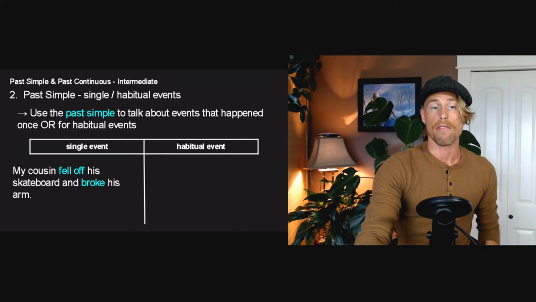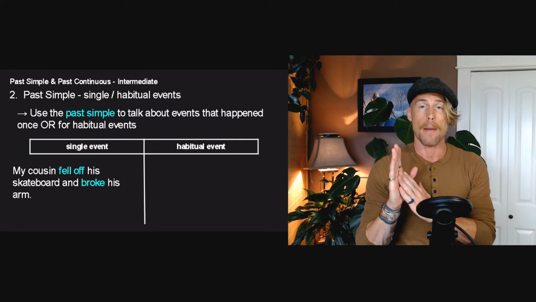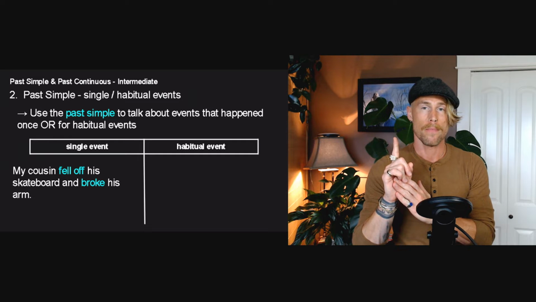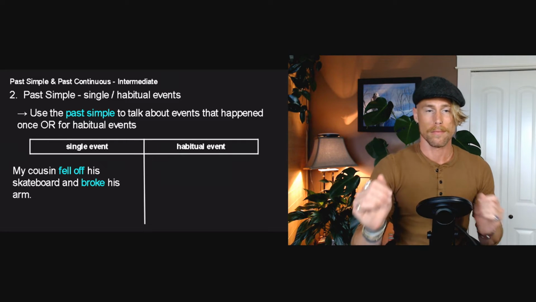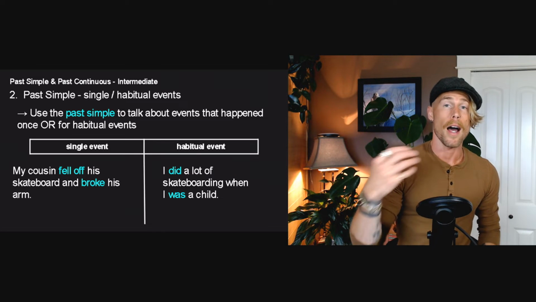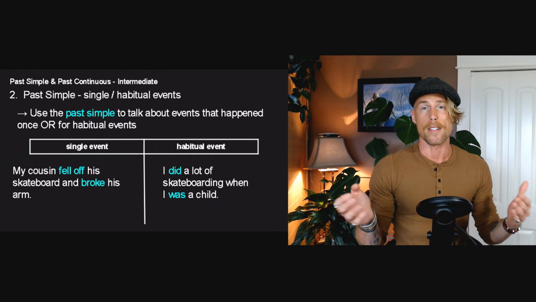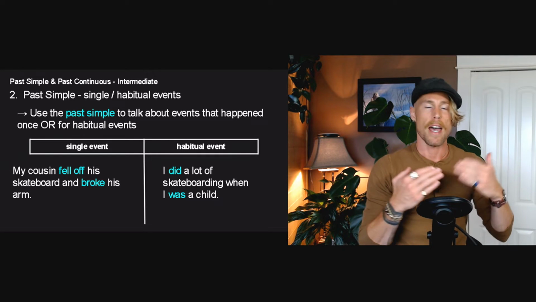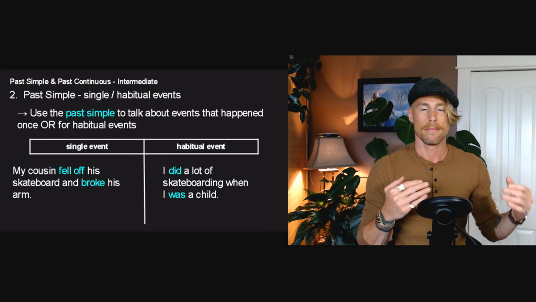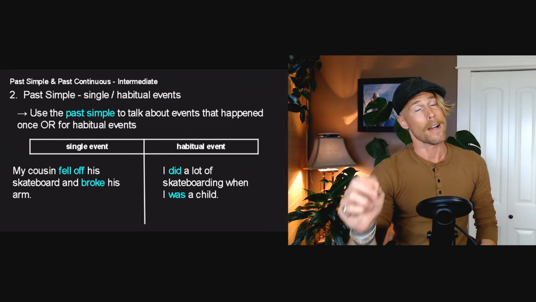My cousin fell off his skateboard and broke his arm. So this is a single event. It happened one time. That's all. Habitual event. I did a lot of skateboarding when I was a child. Many times. Again and again and again. I never broke my arm though.